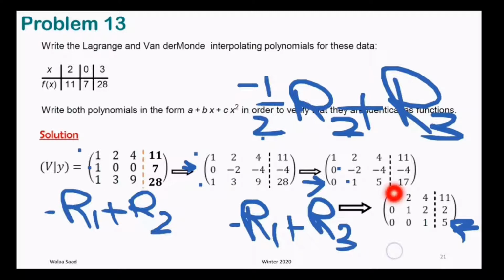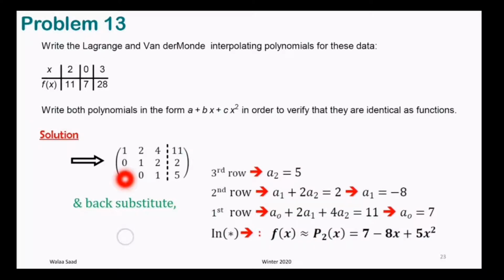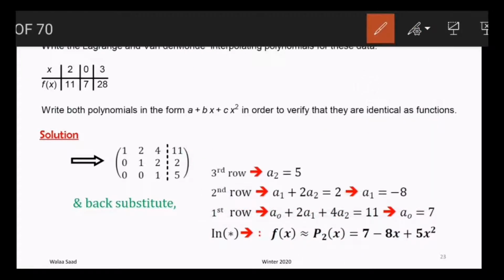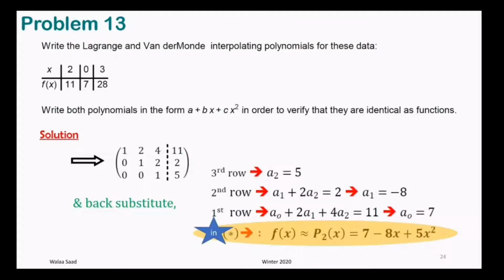Taking this reduced form of the augmented matrix, the last step is to back substitute. From row 3 here we can read A2 is equal to 5 directly, and then A1 plus 2A2 is equal to 2, and finally A0 plus 2A1 plus 4A2 is equal to 11. Solving these equations together, we will successfully derive the coefficients, and we will substitute them in the polynomial of second degree that we addressed in the beginning, and here we go with the polynomial interpolation of the Vandermonde technique.